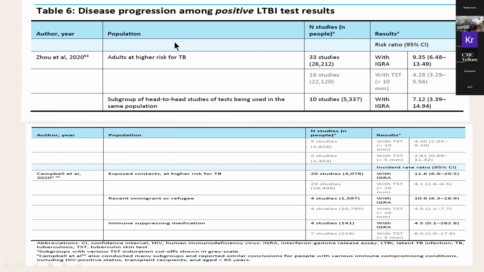They also looked at disease progression. Here, what they've looked at is that with IGRA, if the IGRA was positive, that patient was more likely to then go on to develop active TB. And that was similar across each of the studies and in the different subgroups, as compared to the TST. So overall, in terms of clinical efficacy, IGRA had better sensitivity and specificity and was better able to predict those who go on to develop active TB.